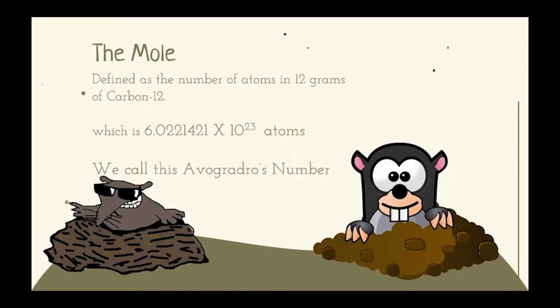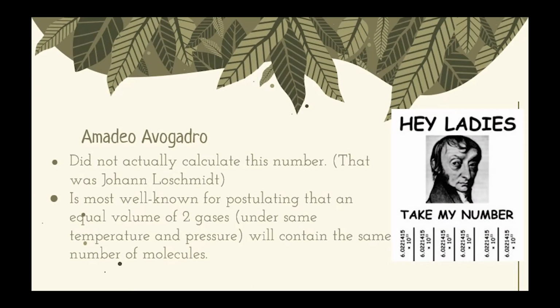The mole is defined as the number of atoms in 12 grams of carbon-12, which does come out to more exactly 6.0221421 times 10 to the 23rd. We call this number Avogadro's number. Amedeo Avogadro, though, did not actually calculate this number. That was years later by a man called Johann Loschmidt.